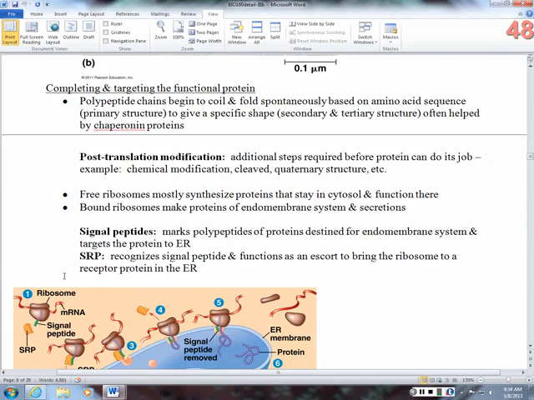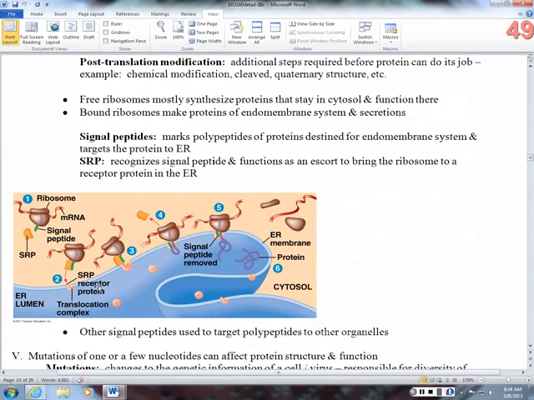So your signal polypeptides are going to be polypeptides of proteins destined for the endomembrane system. In there, it's going to send it off to the endomembrane system so that it can be modified and be sent to do its job that way.